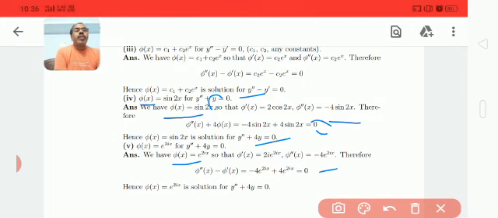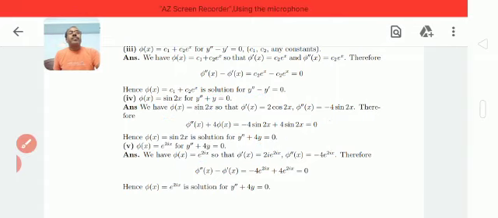and just put the value of phi, so that gives 0 again, and therefore this shows that the function phi of x, which is a complex exponential function, is the solution of the differential equation y double dash plus 4 into y is equal to 0, which is again a homogeneous differential equation.